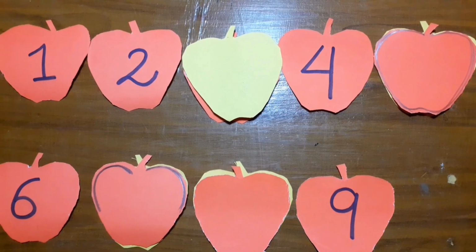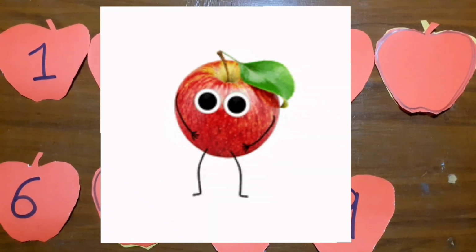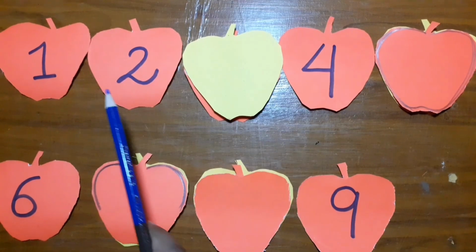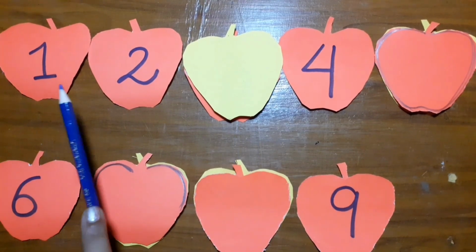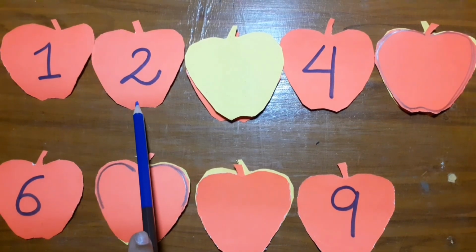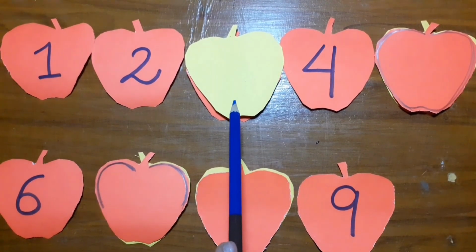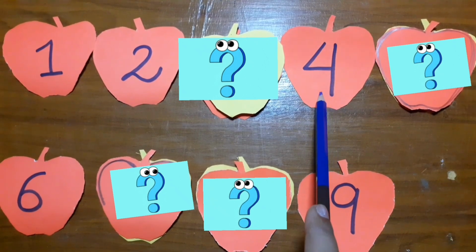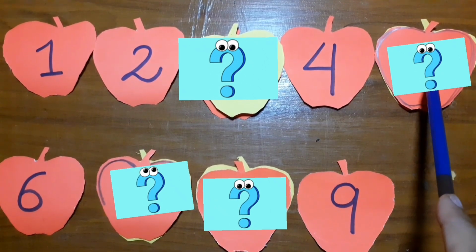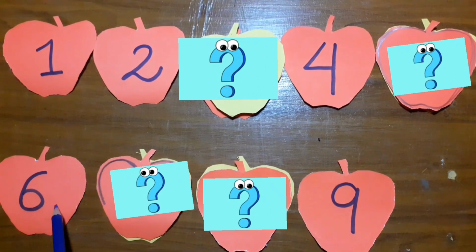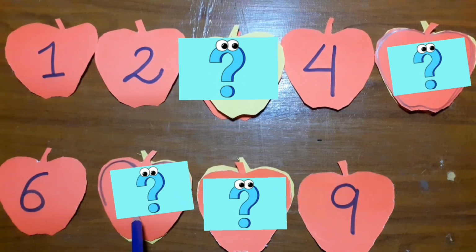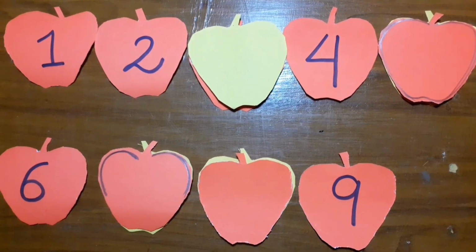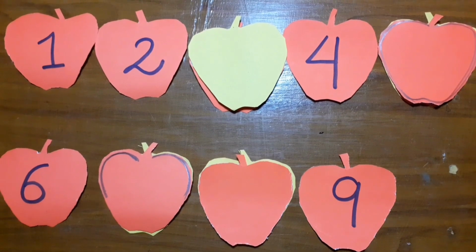Okay. So here you can see we have some apples. In the last work you have seen some watermelons. And here we have some apples. Now kids, in all these apples you can see some numbers are written. Here we have 1, 2, but here we do not have any number, right? This number is missing. Next we have 4 and here also there is no number. Then 6, again blank, again another blank, and 9. Now it is our work to find out these numbers.